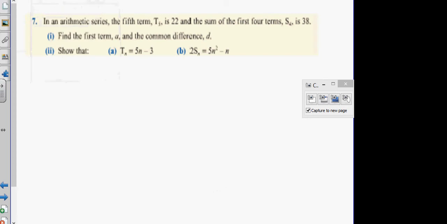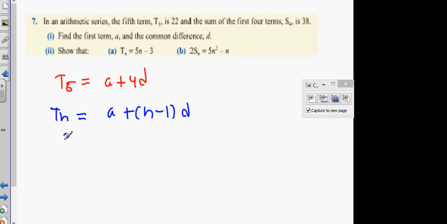Right, question 7. In arithmetic series, the fifth term T5 is 22. So what you can say is the fifth term, T5, is always the first term plus 4 differences. If you forgot this in a test, you could write down the Tn formula. And if you forgot that T5 has 4 differences, all you have to do is replace n with 5, and what you'd get is a plus d times 5 minus 1, which is a plus 4d. So that's how you remember that T5 is a plus 4d.